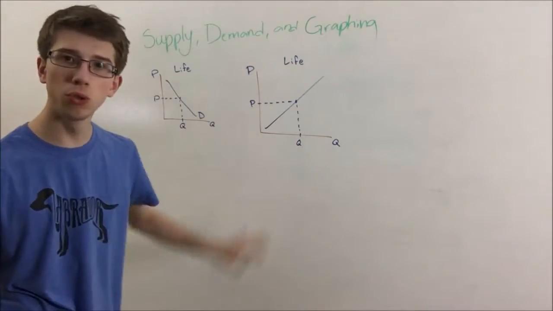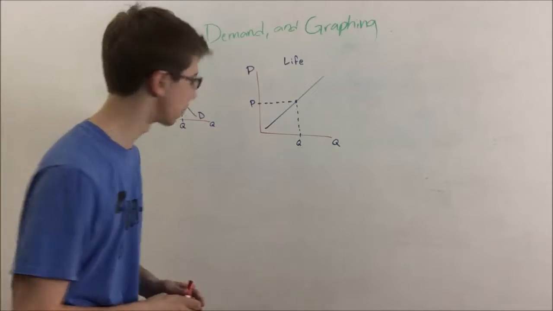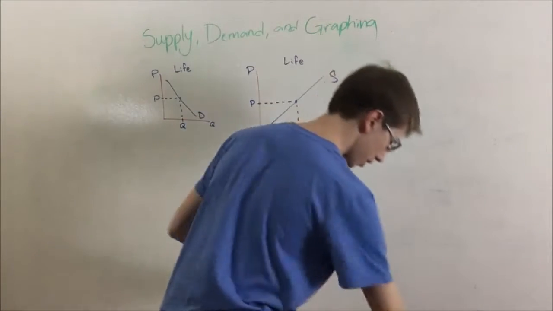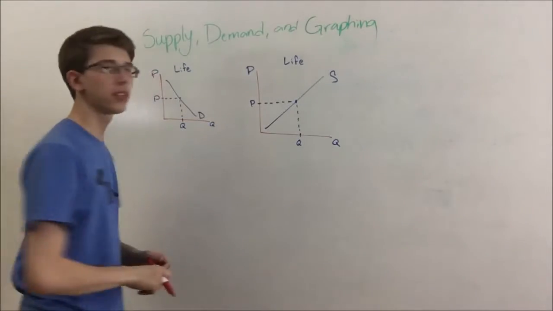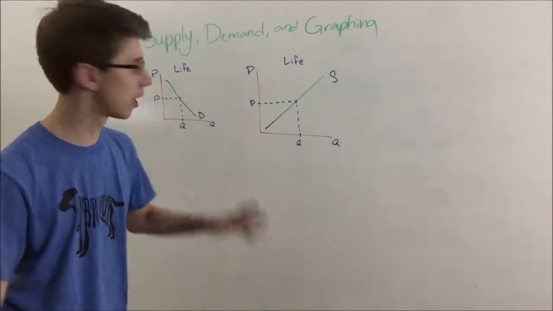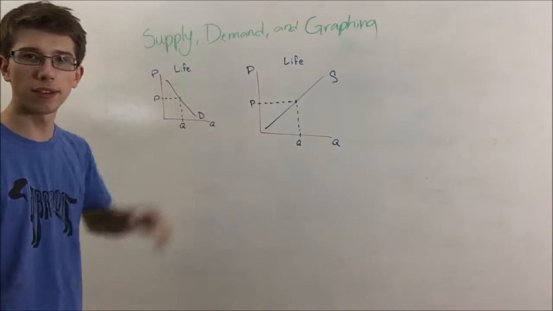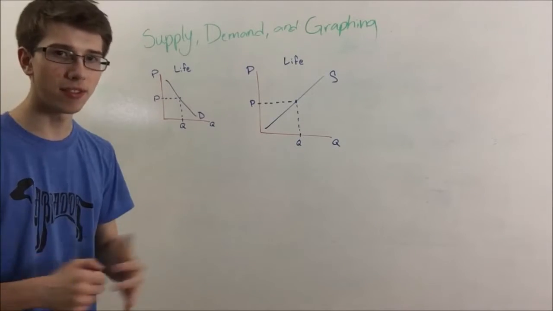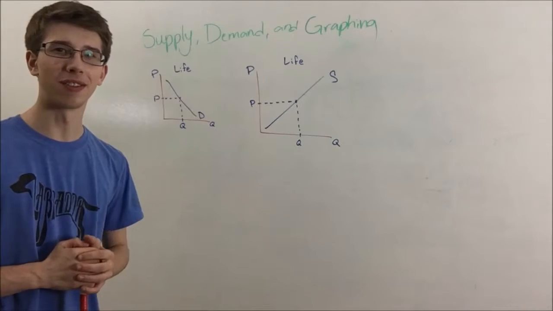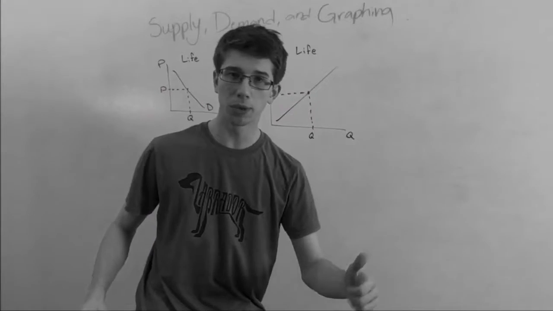So here we have two graphs, one of supply and one of demand. Right? Forgot to put the S there. That's my bad. Alright, so this is the demand and supply curve that we've graphed regarding a life. Let's assume that a life is something that you can buy in the market. I sure wish it was, because we all know I don't have one of those.